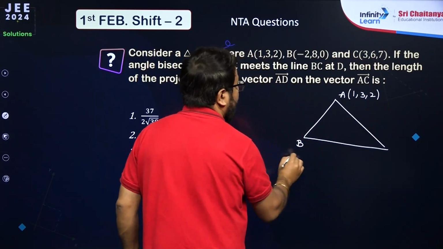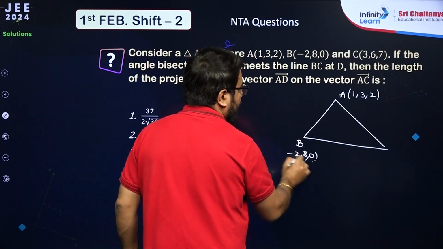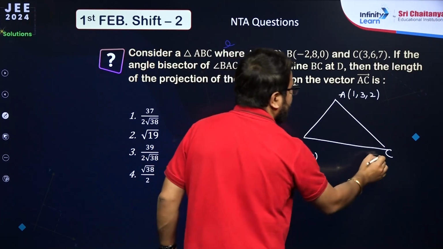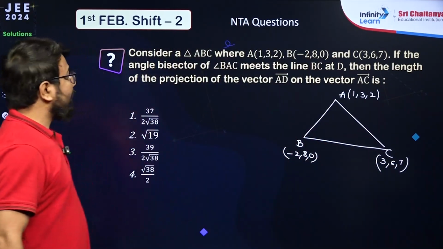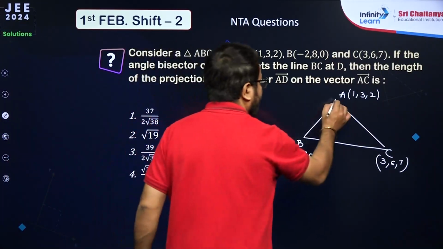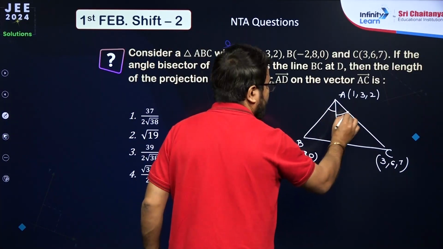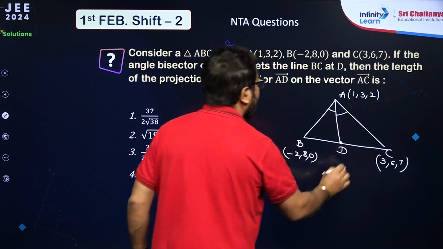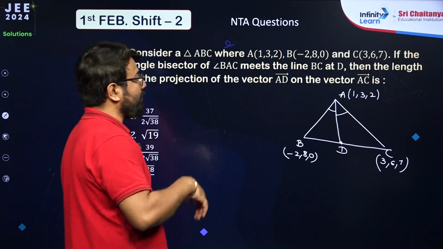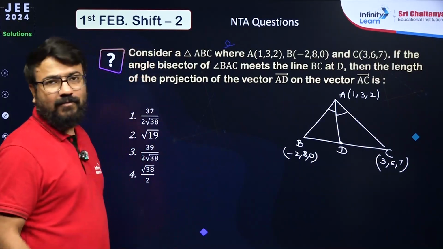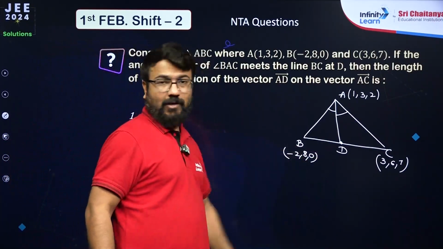Now B is (-2, 8, 0) and C is (3, 6, 7). Now if the angle bisector of angle BAC meets the line BC at D, they are asking for the length of the projection of the AD vector on the vector AC. So first of all, I need to get the D coordinate.